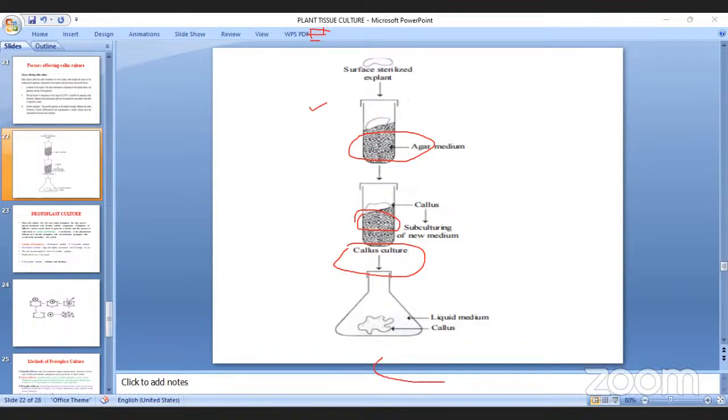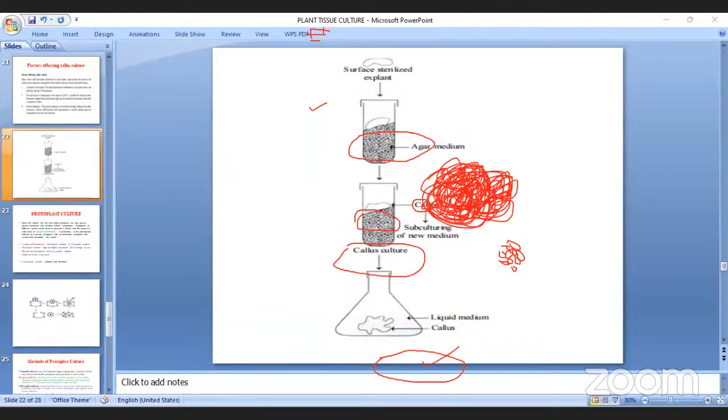For the new media, as already told, after formation of callus, if the group of callus is formed compactly, we can use solid media. But if the callus is formed loosely, in this situation we could use liquid media, right? So this is about callus culture.